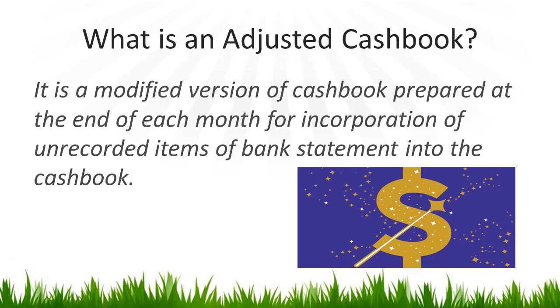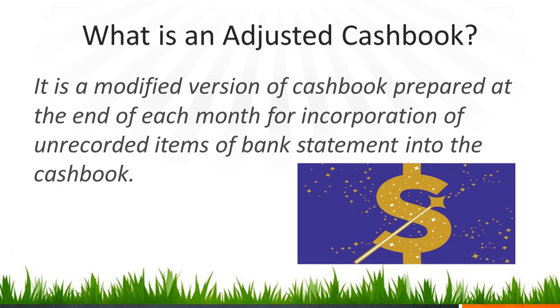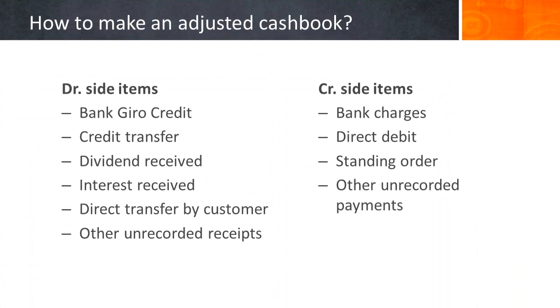Now, the additional items in the bank statement are incorporated inside the adjusted cash book, which basically means that all the items that have been missed by the business inside their cash book are inserted in the cash book, and that is how we achieve a new version of the cash book that is called the adjusted cash book.